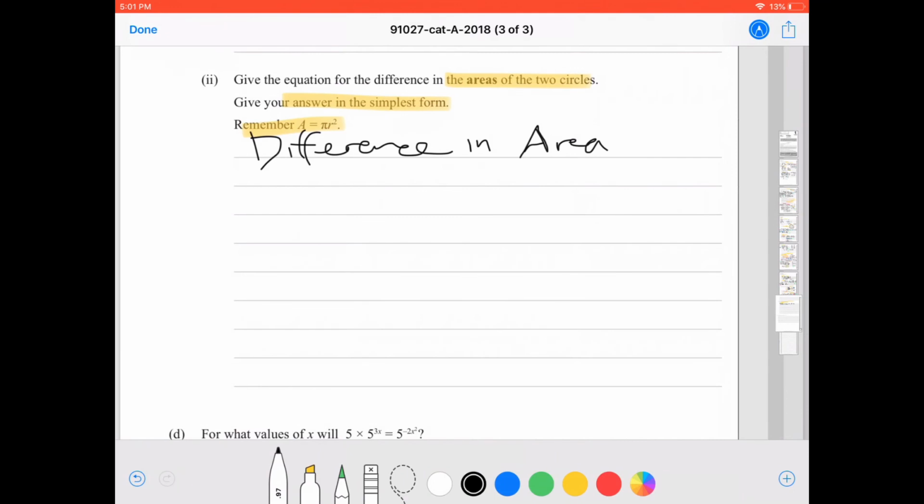Meaning area of the big circle. So we could call it, that was our second circle. So area of the second circle minus the area of the smaller one, which is, we said that was number 1. Okay?